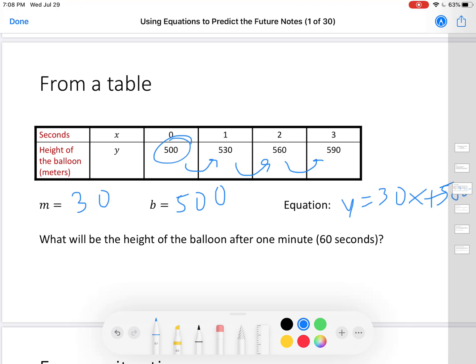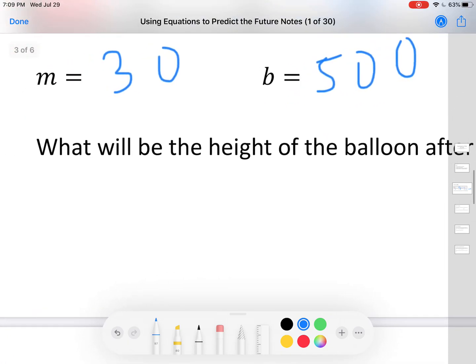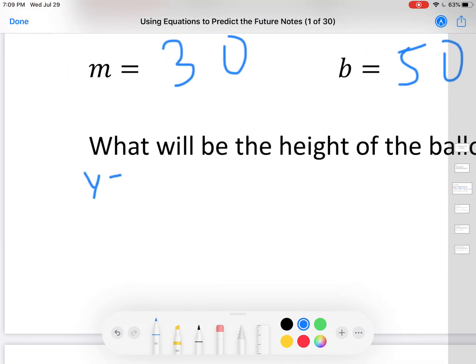What will be the height of the balloon after 1 minute? And remember, we need seconds because that's what the equation is based on, seconds. So we're not actually going to use the number 1. We're going to use the number 60. All right, so it's 60 seconds, and seconds are x. So the x will become 60, and we're going to substitute into the equation. So I start with the equation, y equals 30x plus 500. Now I'm going to substitute in for x the number 60 from the question.